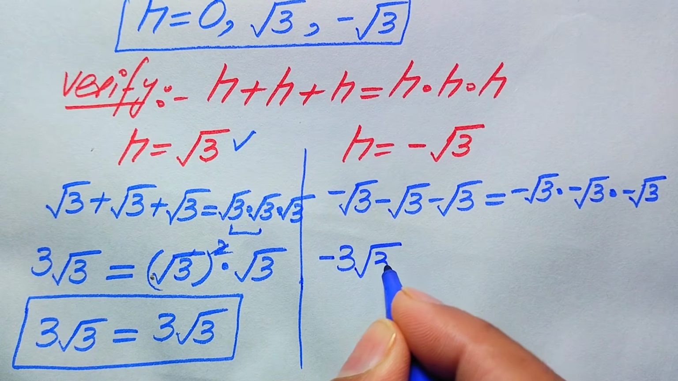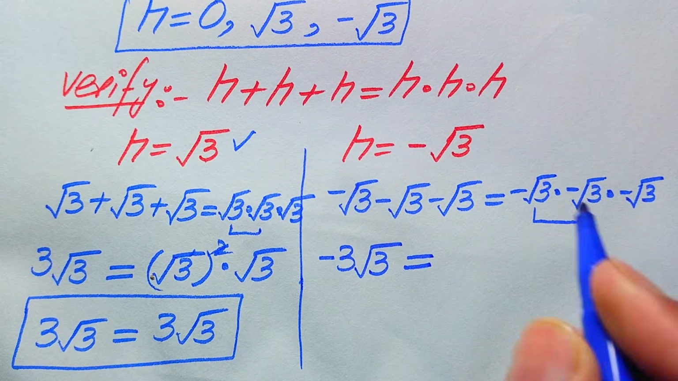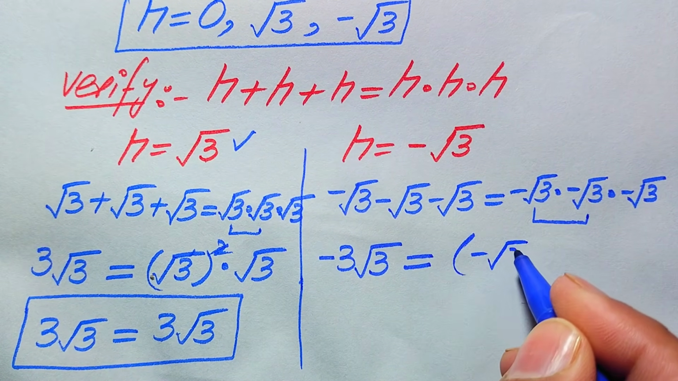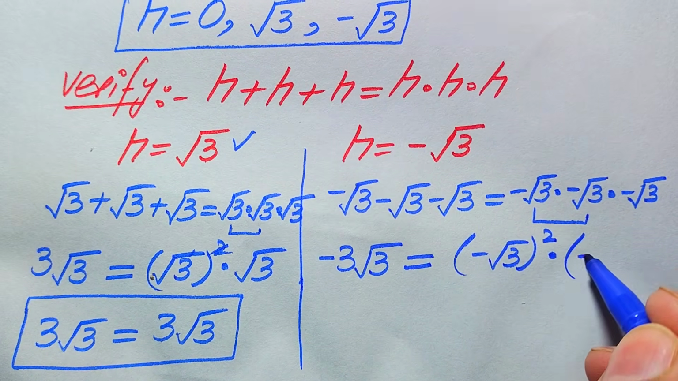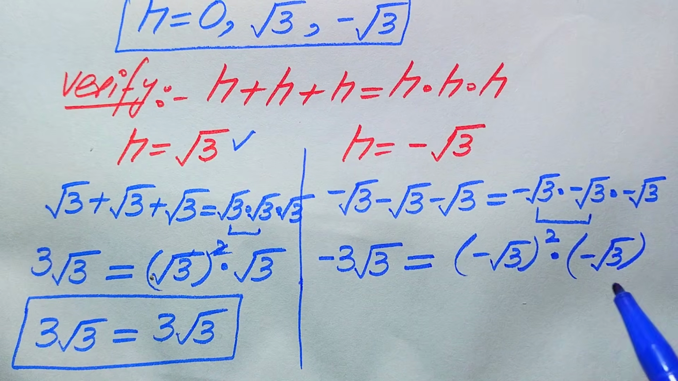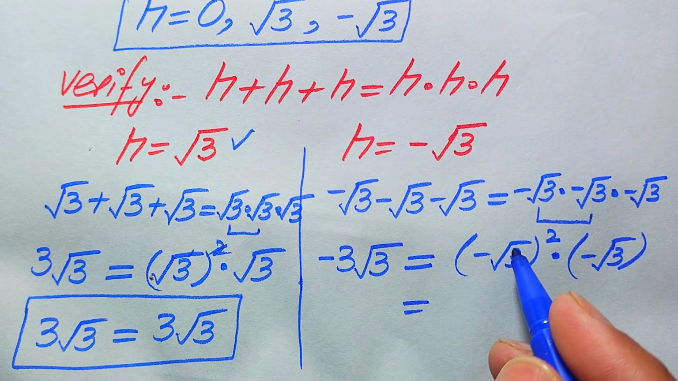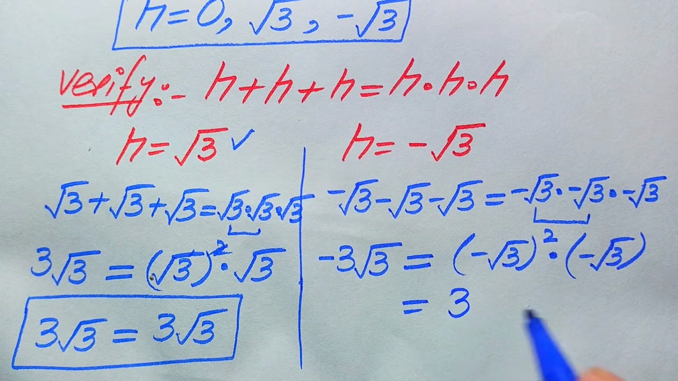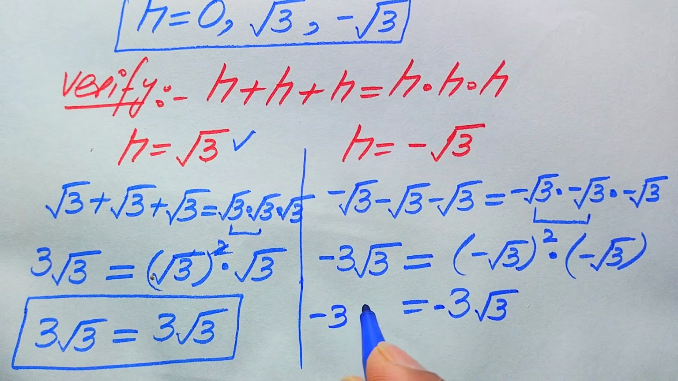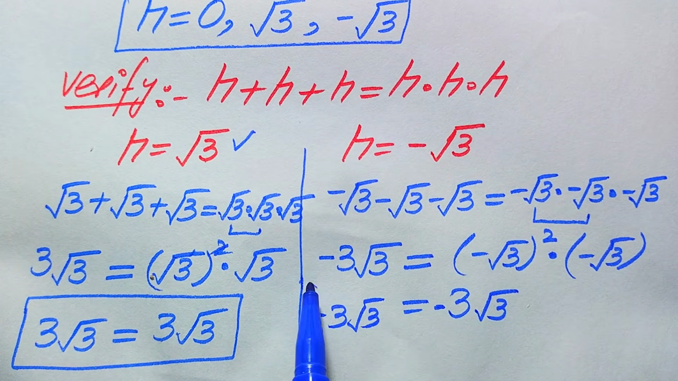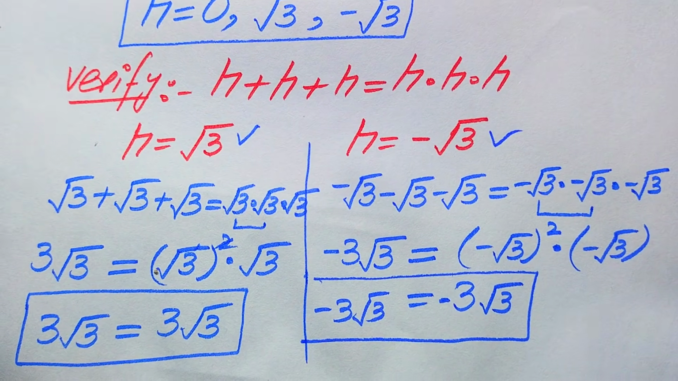minus 3 times square root of 3 is equal to, here again when we multiply these two same values, it will become minus square root of 3 and its whole square is multiplied by minus square root of 3. So you know that the square of a negative term becomes positive, and the square of square root of 3 becomes 3, and this minus becomes minus 3 times square root of 3. This shows that again both of the sides are equal. It means that the second value of h also satisfies our given question statement.